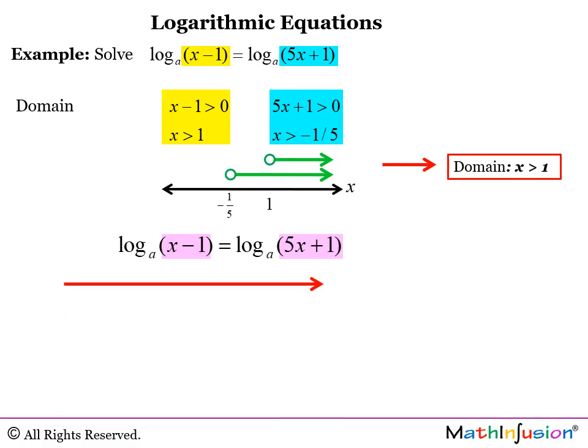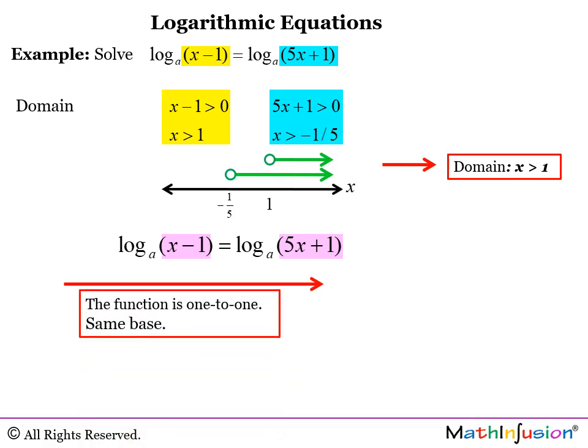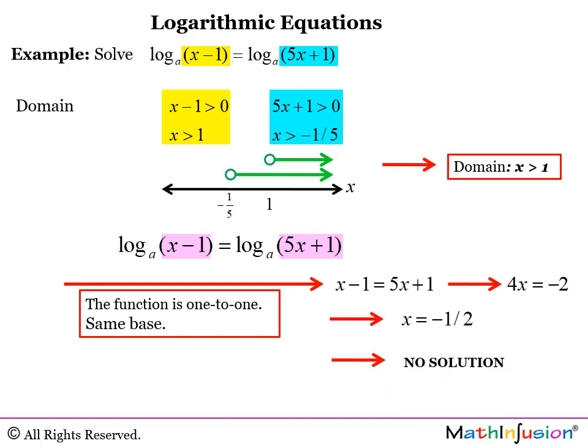Because logarithm is a one-to-one function, and we have exactly the same base here, it must be that x minus 1 equals 5x plus 1. Let's do the algebra. We get that x equals negative 1 over 2. Bad news. There is no solution to this equation. The reason is, please look at the domain. The solution was x equals negative 1 over 2, but the domain is only x's which are greater than 1. It means that this equation has no solution.